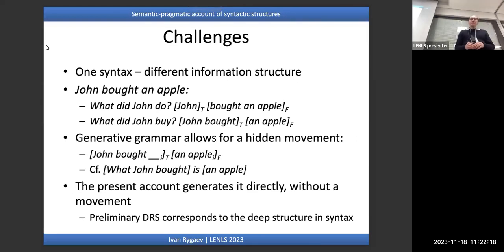Okay, let's talk about some challenges to my ideas. One thing was suggested by one of the reviewers of my paper: usually it's said that the same syntactic structure can be understood with a different information structure. For example, John bought an apple would answer two different questions, like what did John do, and what did John buy, and then it would be split into different focus this way.